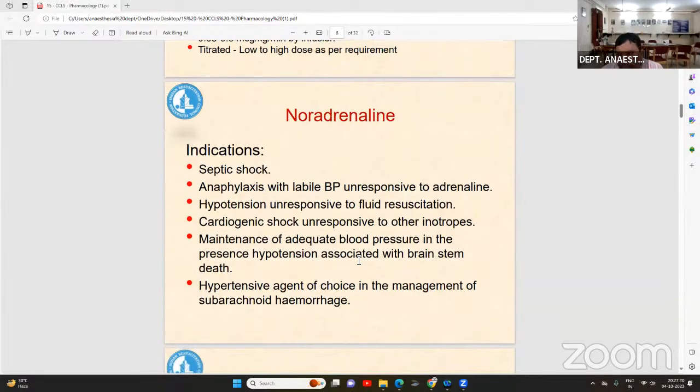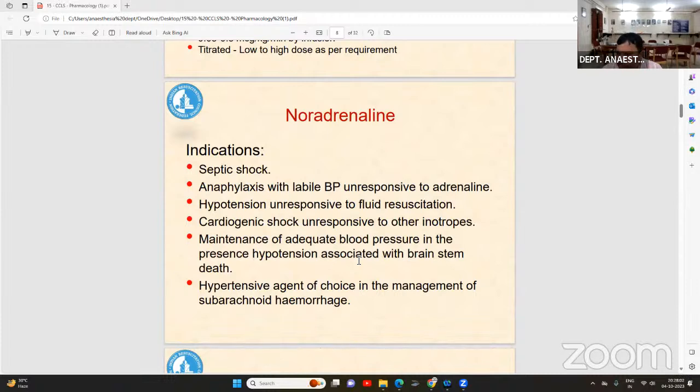Coming to the indications, as told earlier: septic shock, severe anaphylaxis, labile BP unresponsive to adrenaline, and hypotension unresponsive to fluid resuscitation. If the patient has severe hypotension, you always give fluids first. Fluid resuscitation is always mandatory, and only then do you start noradrenaline. If you are not doing fluid resuscitation and you give noradrenaline, you can have distal gangrene or ischemia of the distal peripheral circulation, skin ischemia, and gut ischemia. Unless you have adequate fluid in the central and peripheral compartments, there is no use of noradrenaline. So only in hypotension unresponsive to fluid resuscitation do you start noradrenaline.